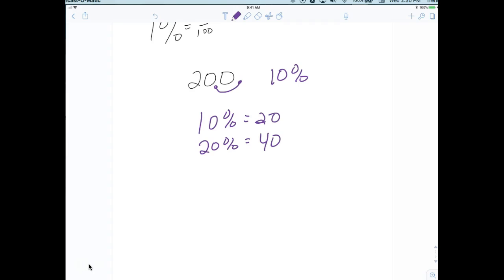Is everybody with me on this? So now, let's try this. 30% would be what now? Think for yourself.